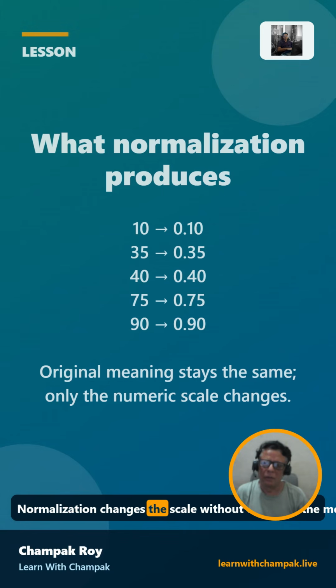Normalization changes the scale without changing the meaning. 10 marks becomes 0.1, 40 marks becomes 0.4, and 90 marks becomes 0.9.